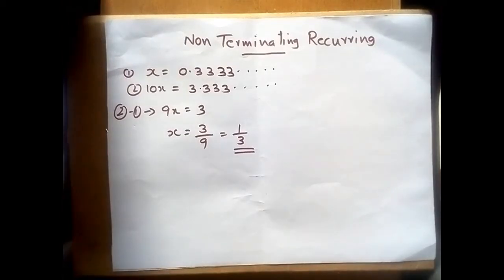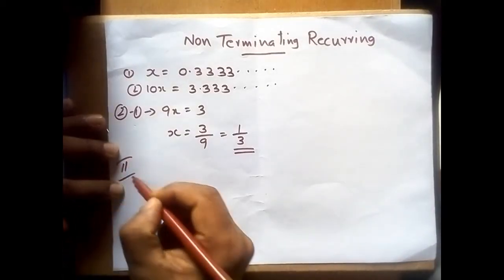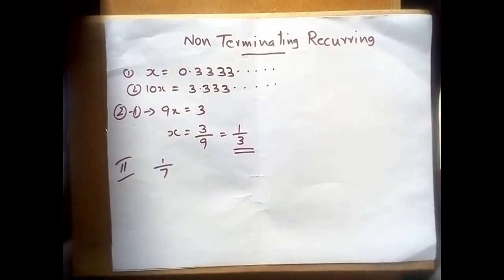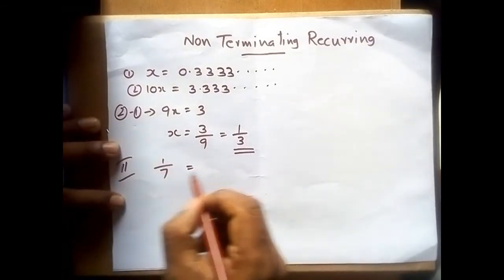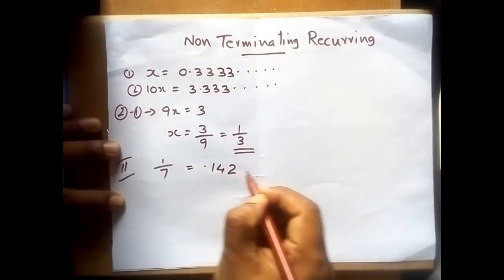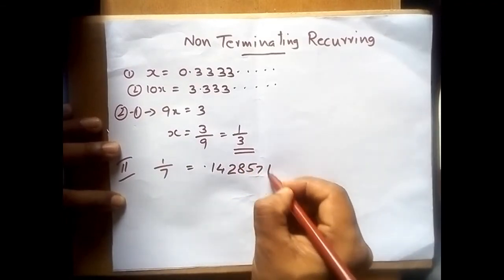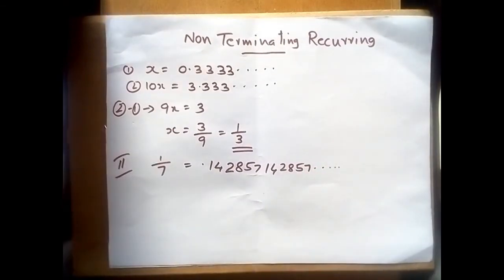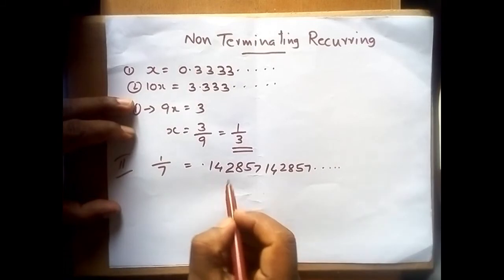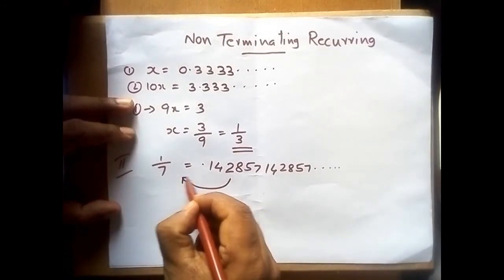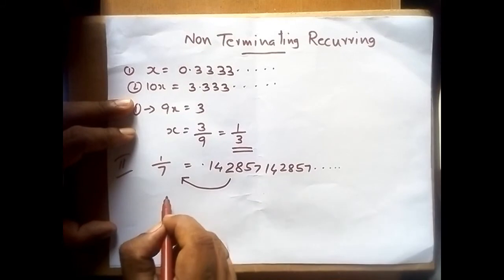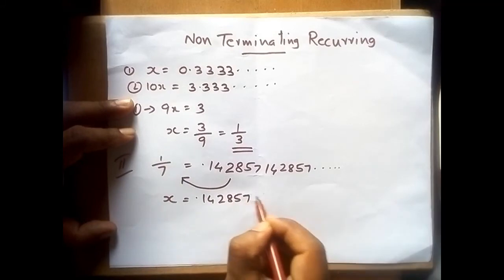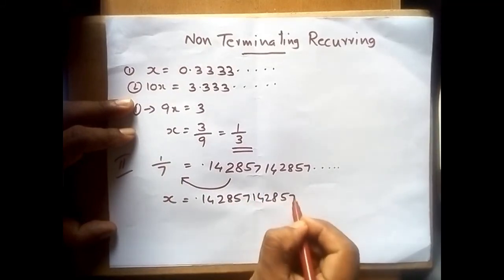So, take another example. Say 1 by 7. You know that if you divide 1 by 7, you will get 142857, again 142857, etc. Can we do the reverse process here? Can we come back to 1 by 7 from this? We will try. x equals 142857, 142857, etc.